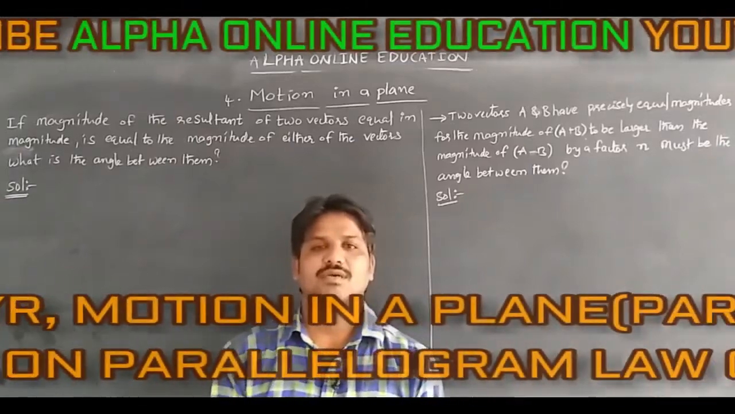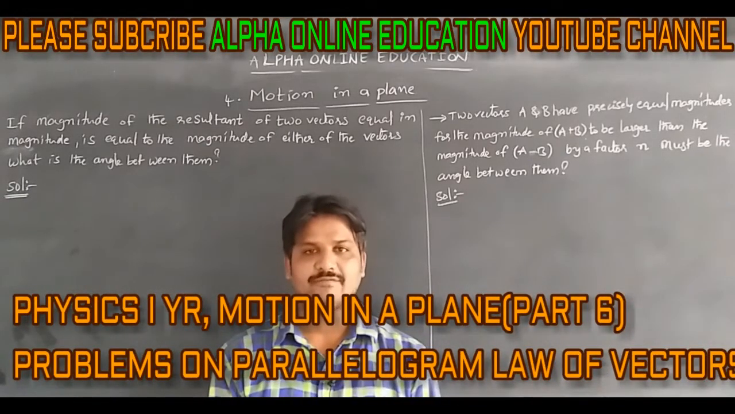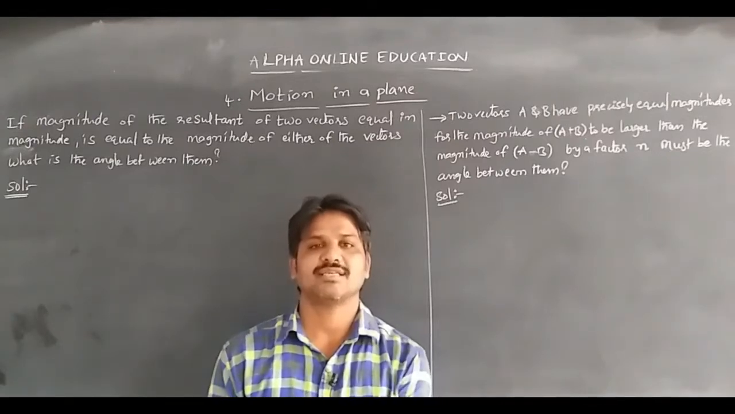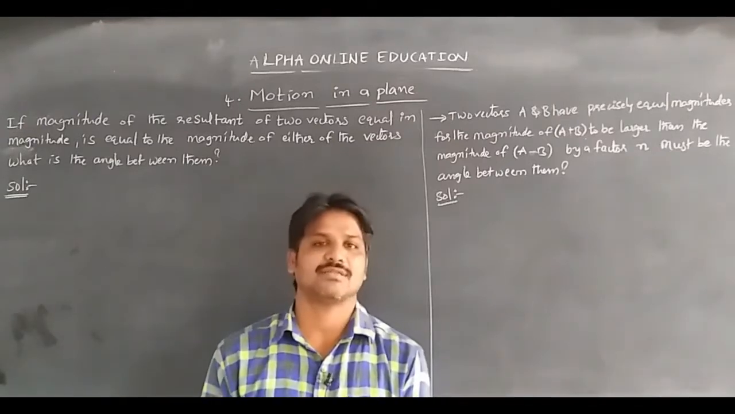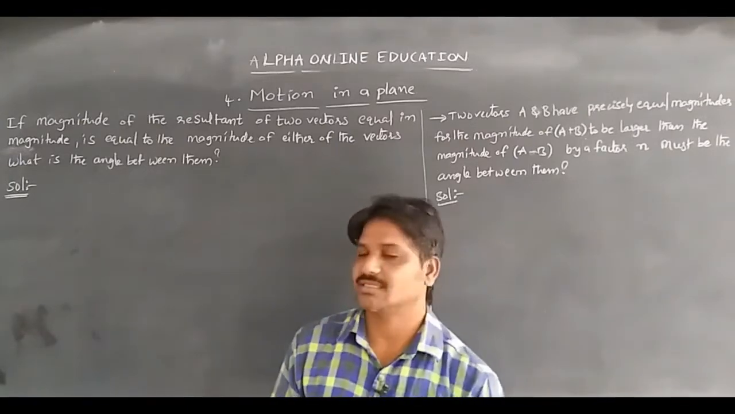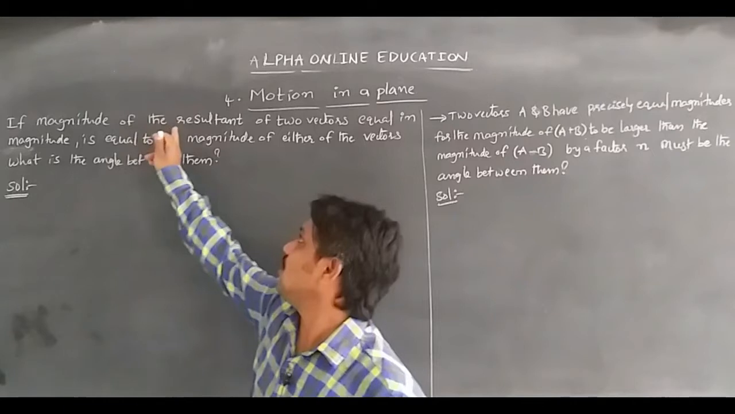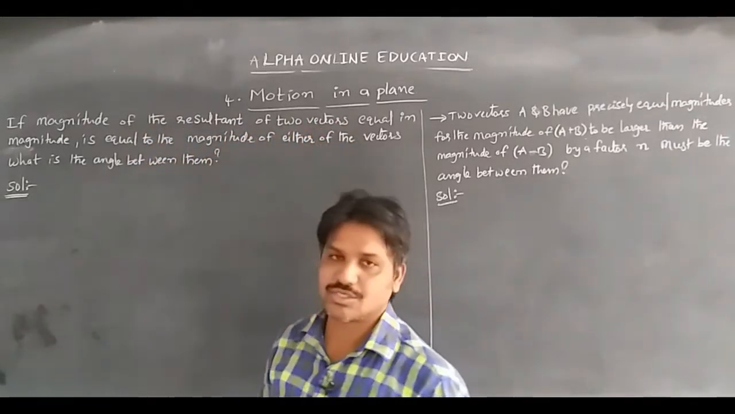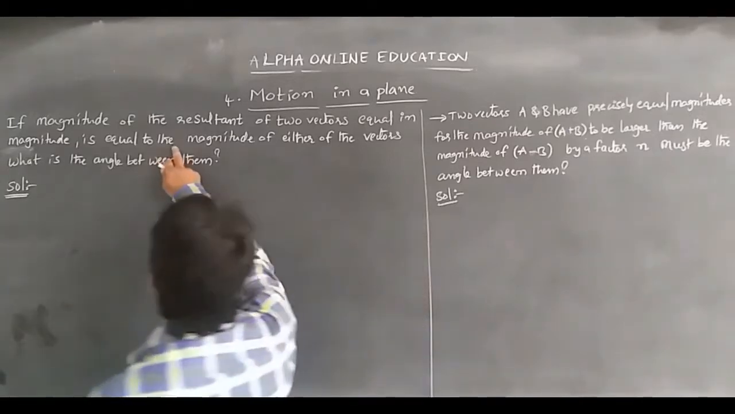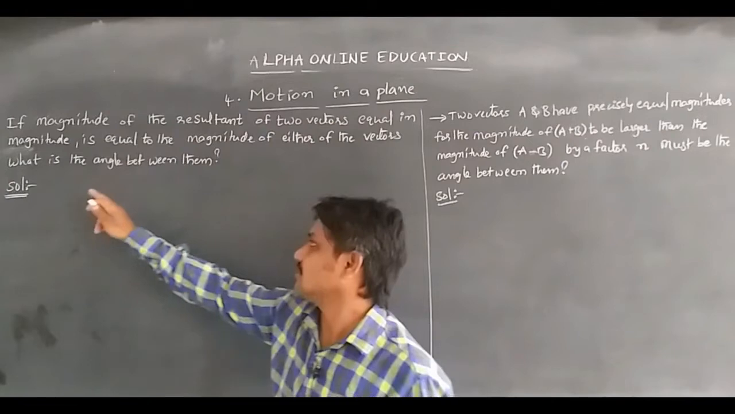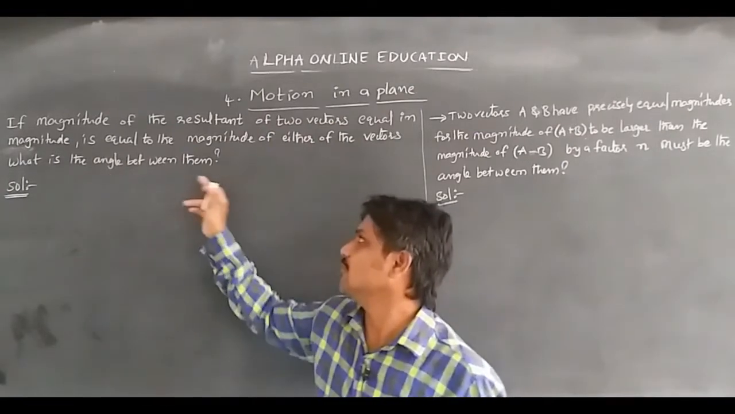Some problems on the parallelogram law of vectors, and also how to find out the angle whenever the magnitude is asked for. So the first problem is: if the magnitude of the resultant of two vectors equal in magnitude is equal to the magnitude of either of the vectors, what is the angle between them?